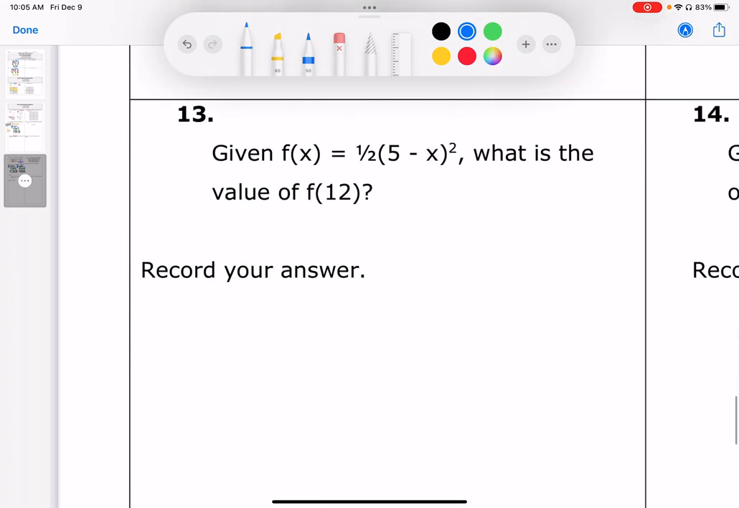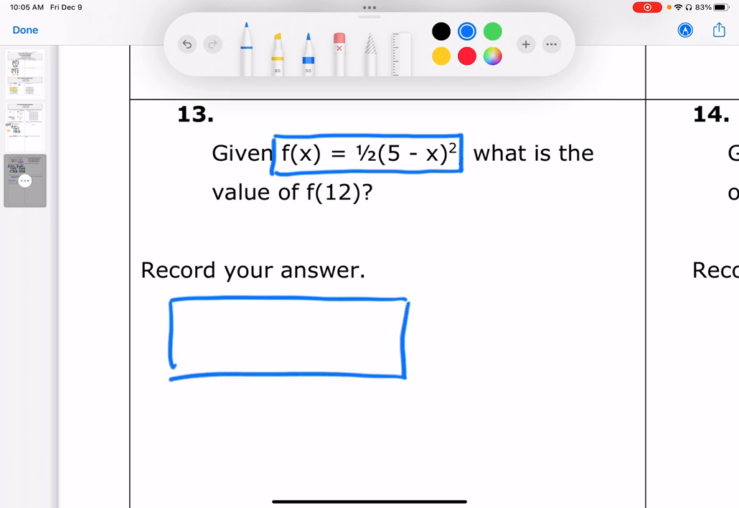Okay, and the last one we're going to go over is save the best for last because it's extremely easy to do. It says given f of x equals 1/2 times 5 minus x squared, what is the value of f of 12? This is super easy to do. All you have to do is take what they give you and plug it into Desmos. So in the first box in Desmos, you are going to type exactly what you see. F of x equals 1/2 parentheses 5 minus x squared.